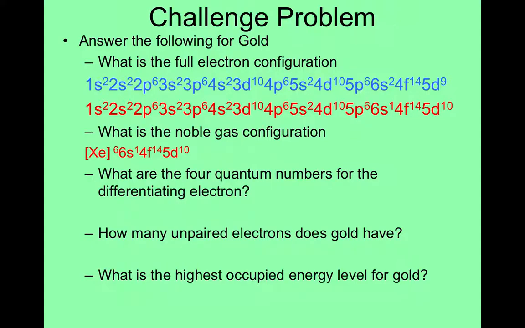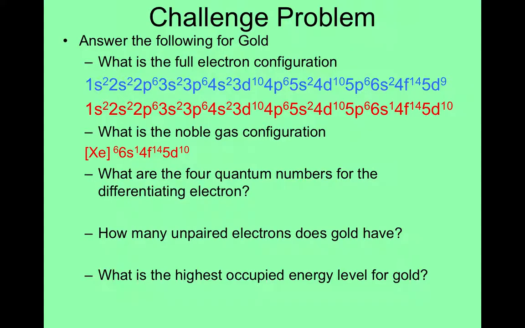The noble gas configuration. Now we're just going to chop everything off 5p6 and below, and we're going to call that xenon. Makes this much easier. I think the 6 that's in there, it should say xenon 6s1 4f14 5d10. There's a superscript 6 that got left in there that should have been cut off.